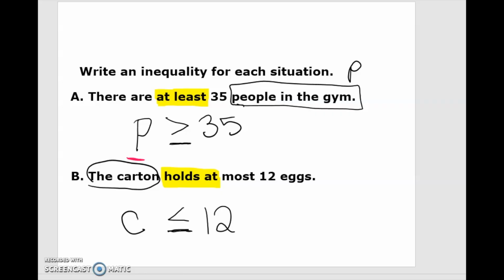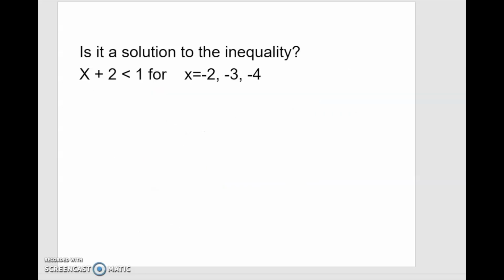Okay, so now what we're going to look at is solving an inequality and graphing it. And what does it mean for something to be a solution to an inequality? So right here we have our inequality, x plus 2 is less than 1. Now, I want you to think back to what we've been doing with equations. This is just like an equation, except instead of an equal sign, it has an inequality sign.